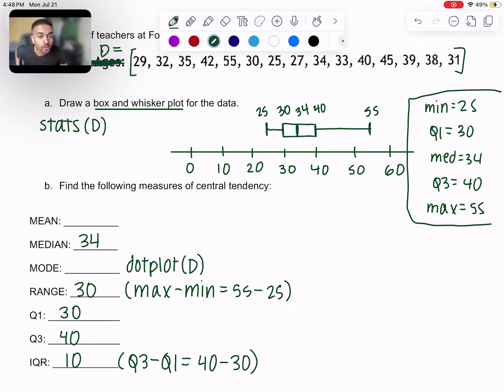The mode you'll find using a dot plot like we did first week. There is none. There's no higher stack on any number. And the mean you just find using mean parentheses D. That's 35.6 repeating.